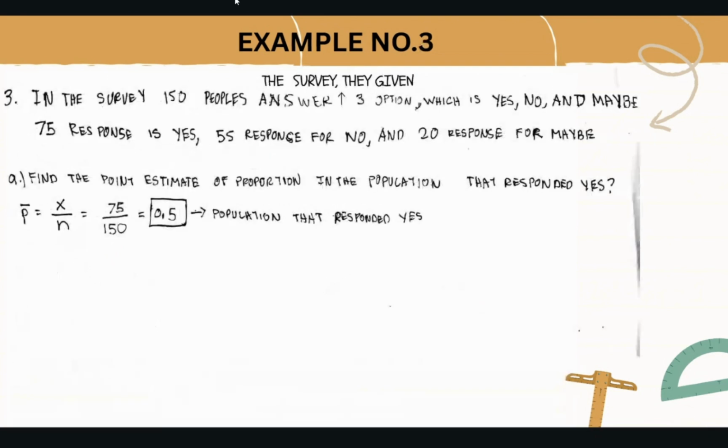And for example number 3, let's say a real life situation problem. In a survey, 150 people answered the survey. They were given 3 options, which are yes, no, and maybe. 75 responses are yes, while 55 responses are no, and 20 responses are maybe. Our task is to find the point estimate of the proportion in the population that responds yes.